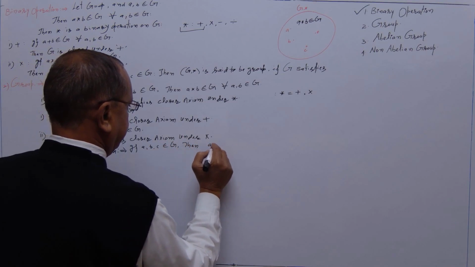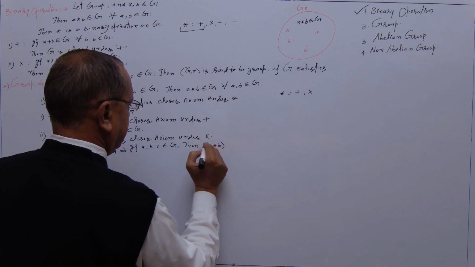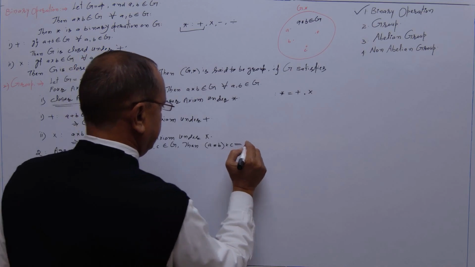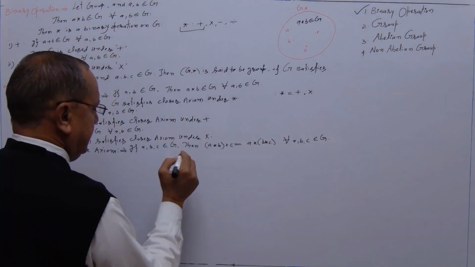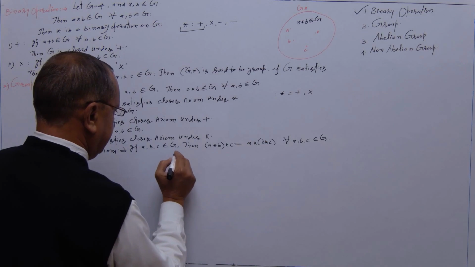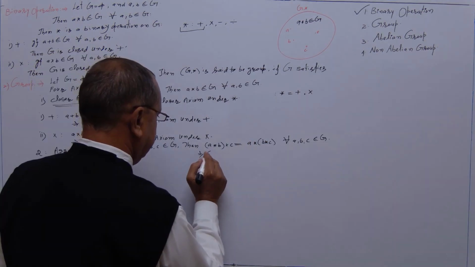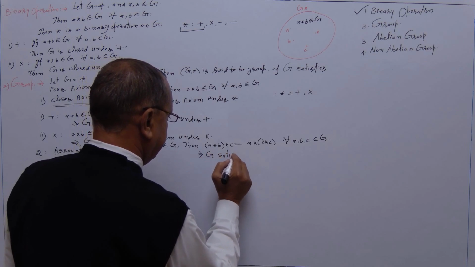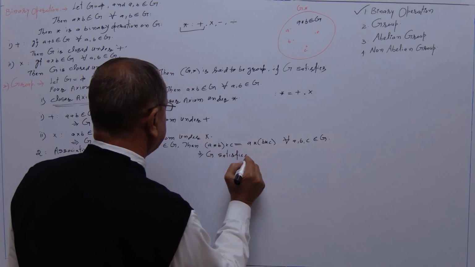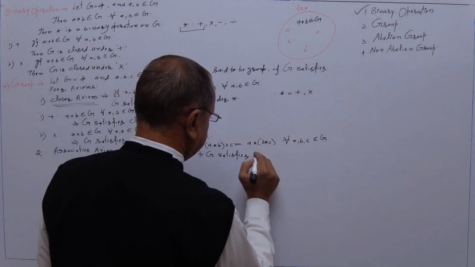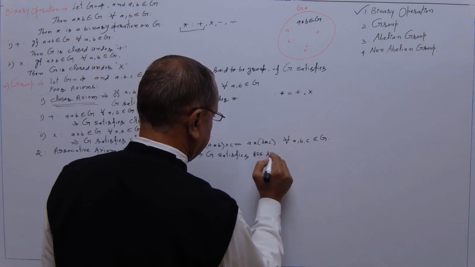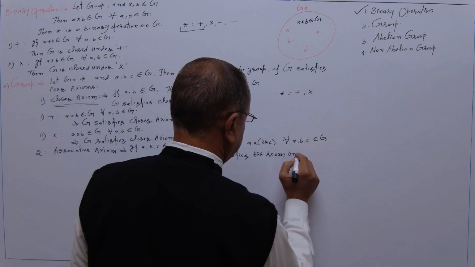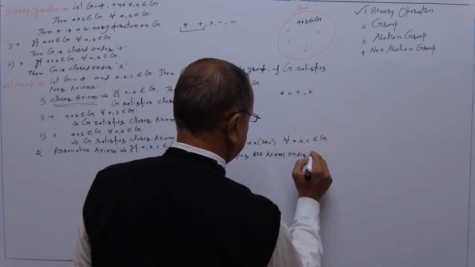If elements a, b, c belong to set G, then a star (b star c) must be equal to (a star b) star c. This implies that G satisfies associative axiom under the operation star.